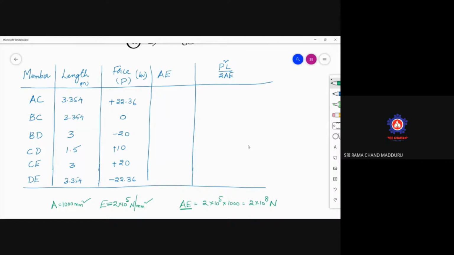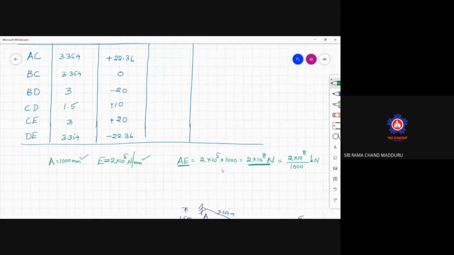So the axial rigidity AE is 2 into 10 power 8 newtons. Just understand here, force is in kilonewtons, so it should also be in kilonewtons. 2 into 10 power 8 by 1000 kilonewtons. Why? Because 1 newton is nothing but 1 by 1000 kilonewtons, which gives 2 into 10 power 5 kilonewtons.